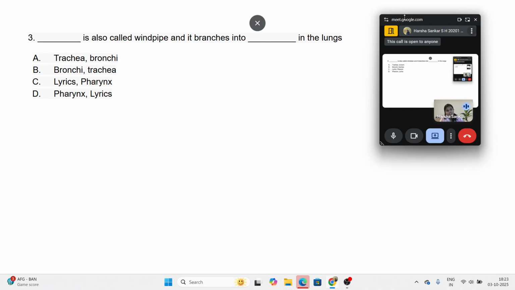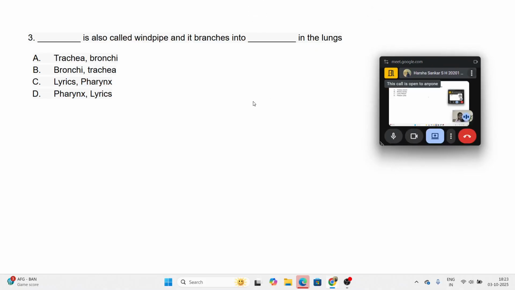Dash is also called a windpipe and it branches into dash in the lungs. Option A, trachea, bronchi. Option B, bronchi, trachea. Option C, larynx, pharynx. Option D, pharynx, larynx. Dash is also called windpipe and it branches into dash in the lungs is the question. Windpipe. It's 6:23. After 6:24, we'll discuss the answer. Thirty more seconds, then we'll discuss.